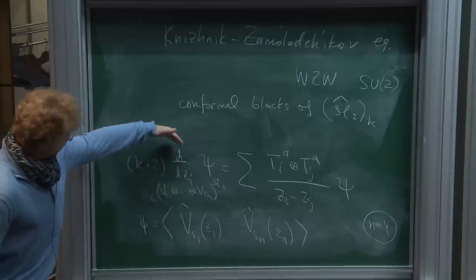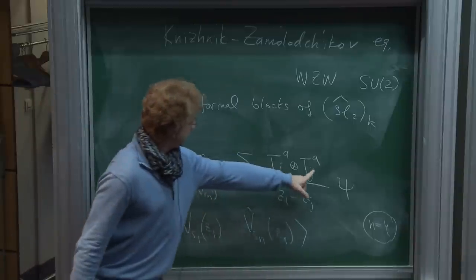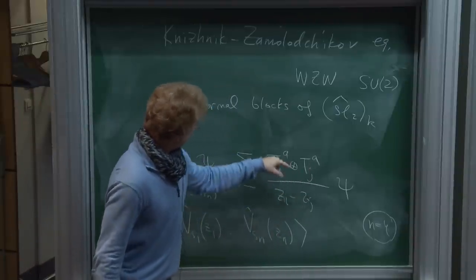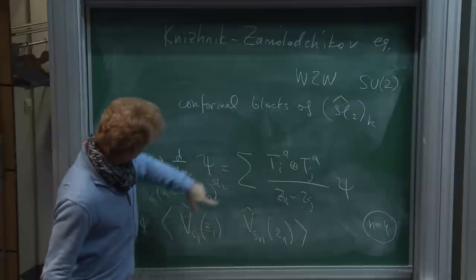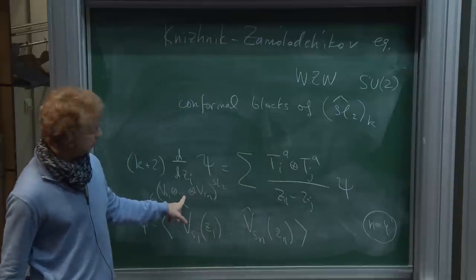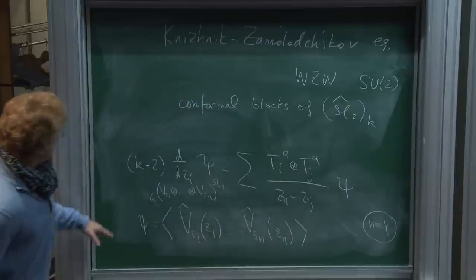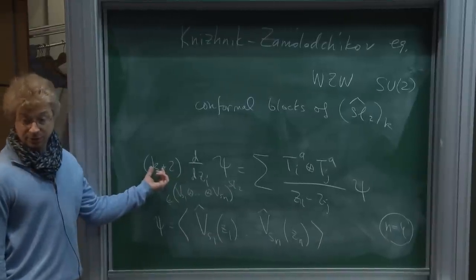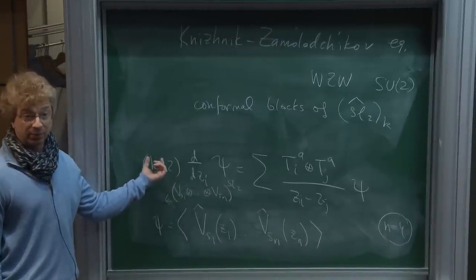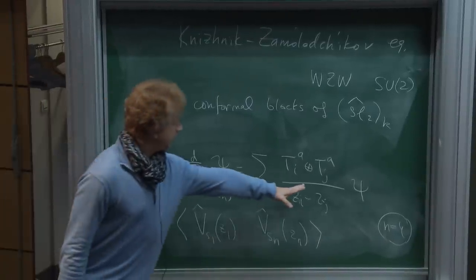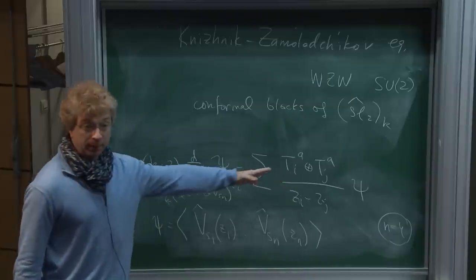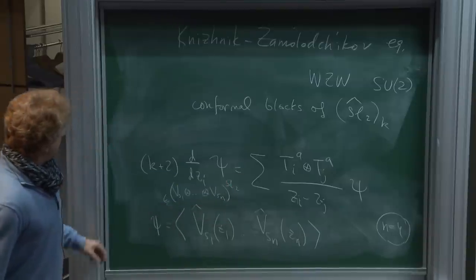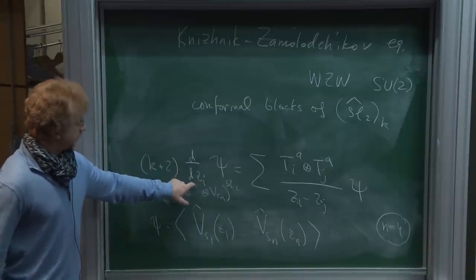So the equation is self-explanatory. The matrices t_i, the generators of SL2, act only on the ith factor. And the remarkable thing about this equation is that it's consistent for any value of k. So again, it's a flat connection with spectral parameter. The right-hand side you can view as an operator, and these operators commute for different i's. They also obey some integrability condition with respect to the z_i's.